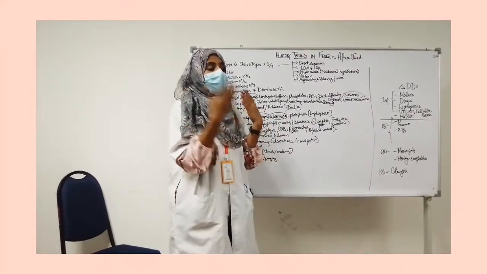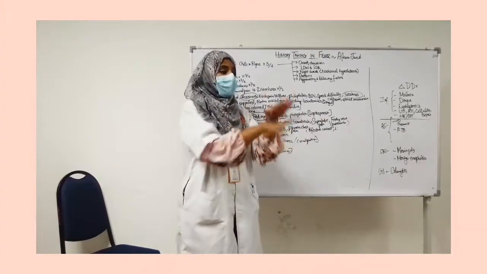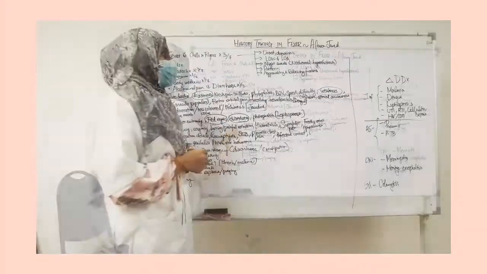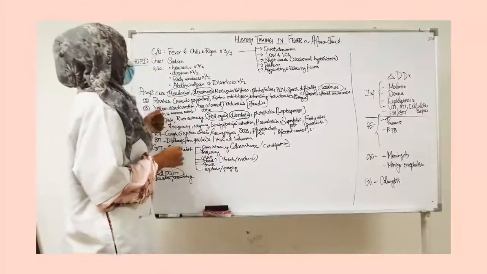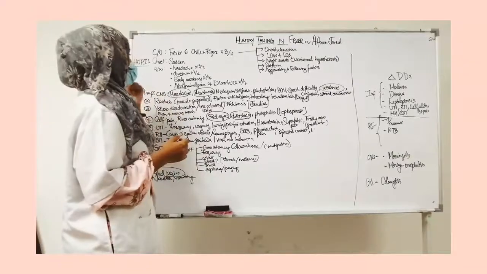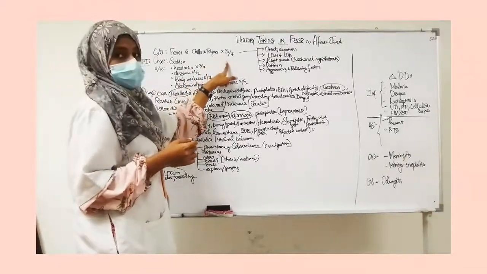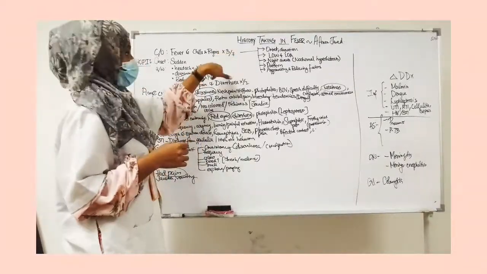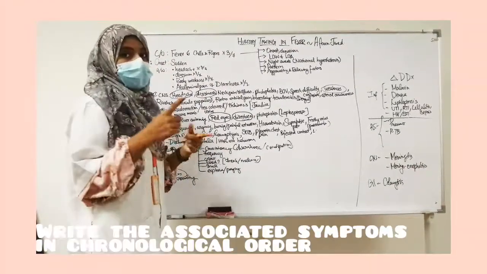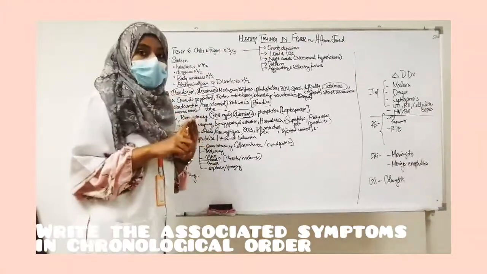But in order to guide your investigations in the right direction and not do all the investigations, you need to know what investigations to do. So in my case, the onset of the fever was sudden, and it was for 3 days. You write it like this, out of number of days in a week, and then you ask for all the associated symptoms that the patient had and list them in chronological order.